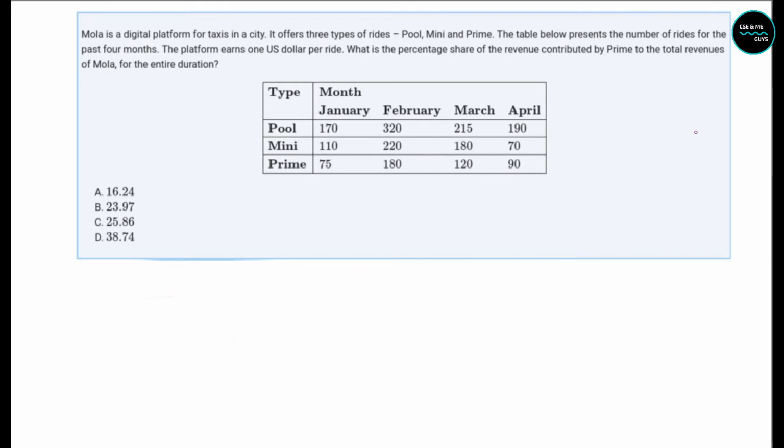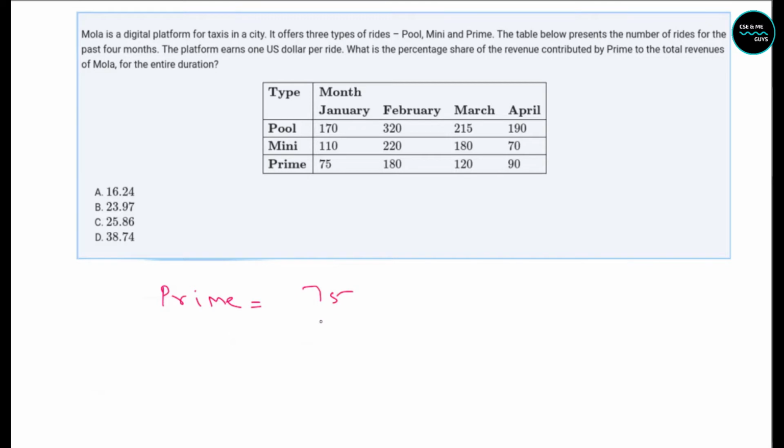The platform earns one US dollar per ride. So, what is the percentage share of revenue contributed by Prime to total revenues of Mola for the entire duration? So, we'll just calculate the total rides earned by Prime. So, just write Prime.